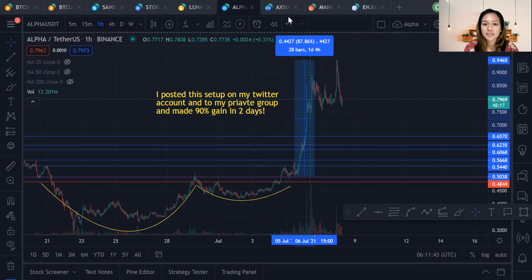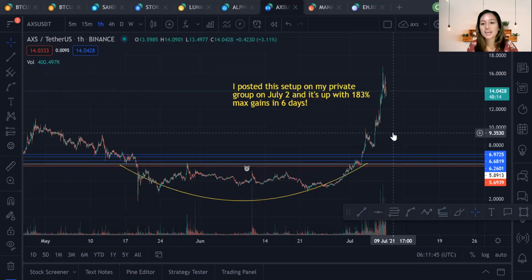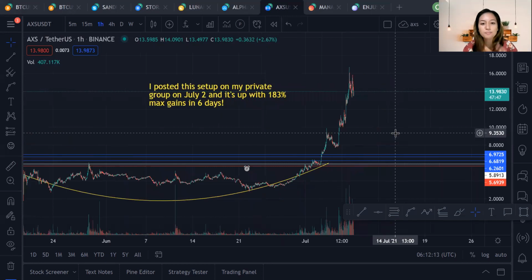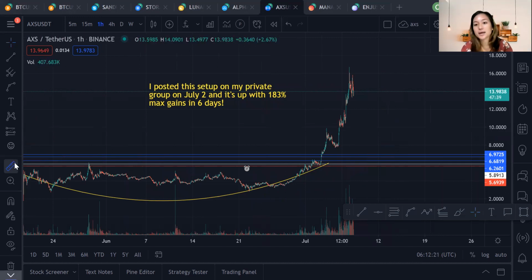So another last setup that I want to share with you is the AXS. I have a private group. We started in June, and this is our second month, July. I posted this setup in my private group on July 2, our second day of the second month. This AXS setup blew up. It really flew out to the moon, whatever they call it. We had 183% max gains.